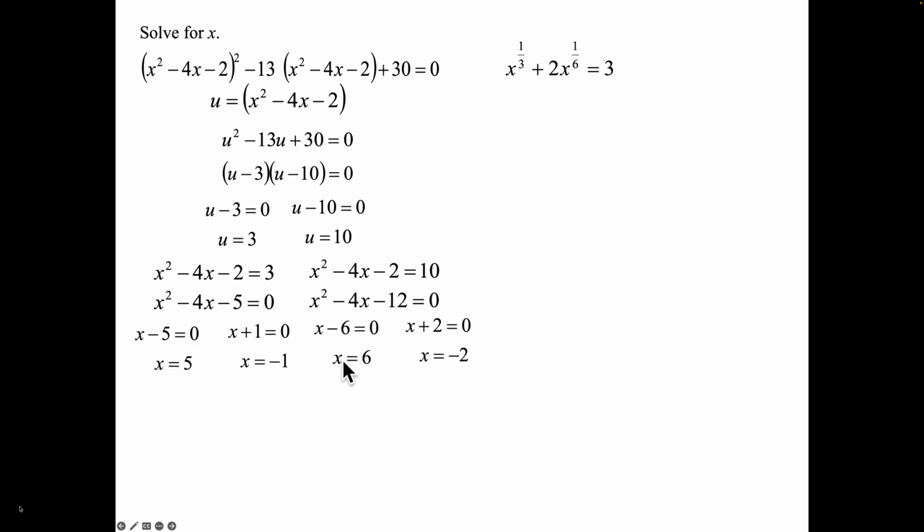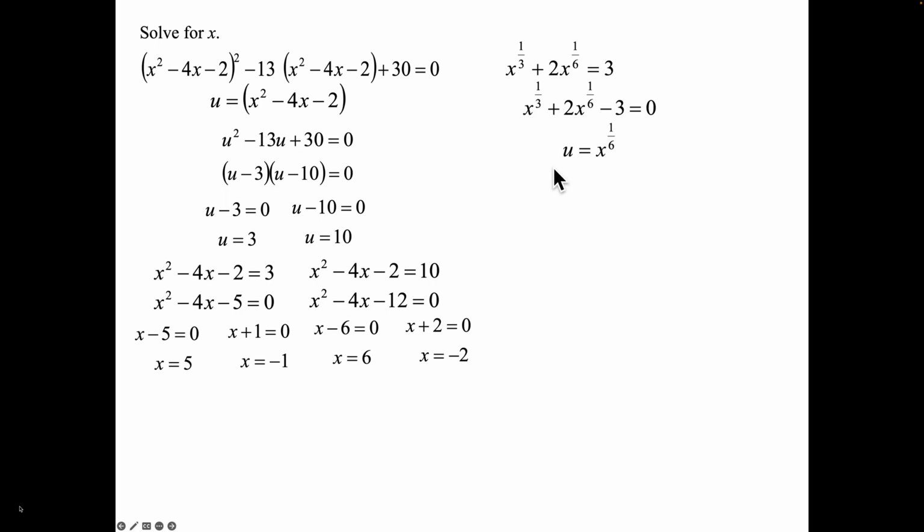Okay, what do we got here? X to the 1/3 plus 2x to the 1. Wait a minute. We had 2/5 and 1/5 before. I should have the same denominators. Wait a minute. Well, I see it. They're being sneaky here. 1/3 is the same as 2/6. So that makes my x to the 1/6 my u.